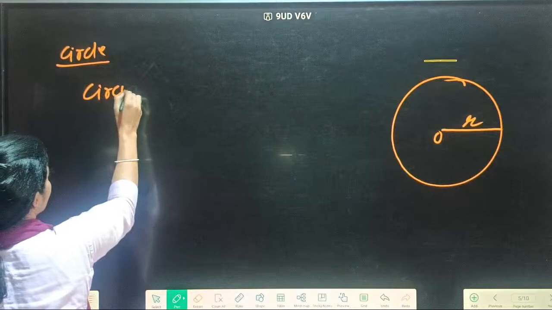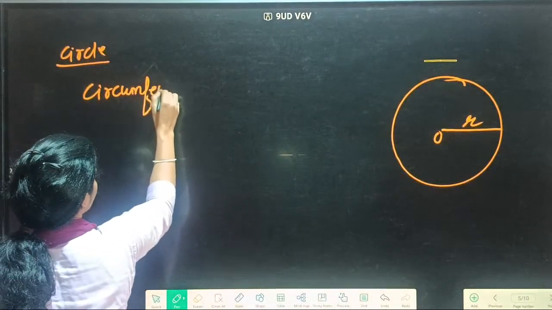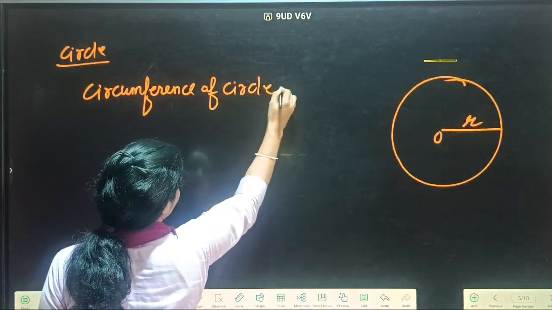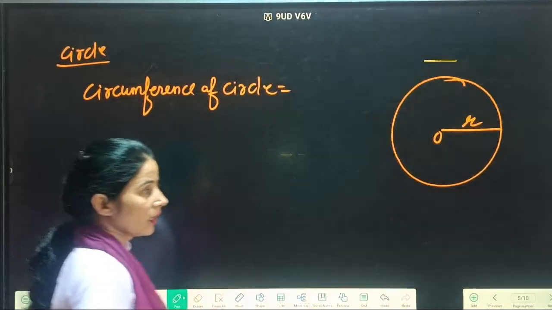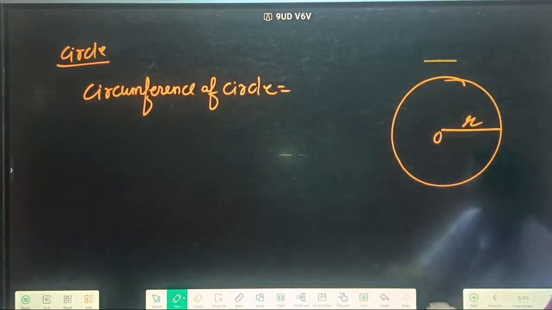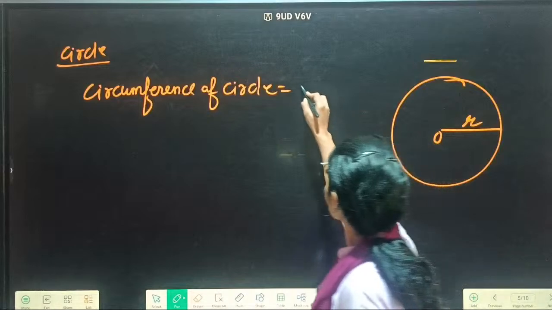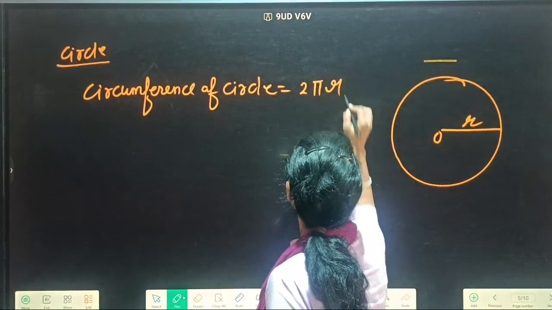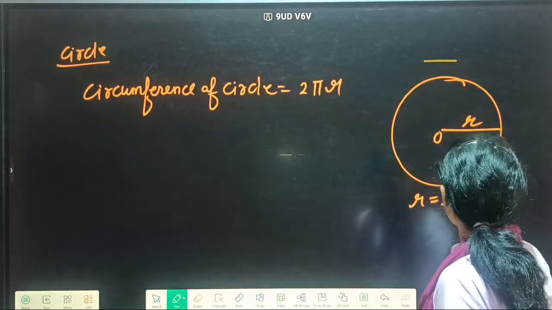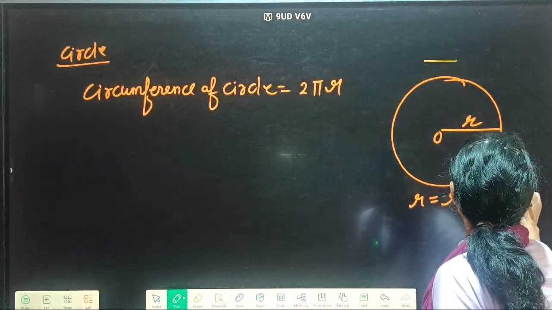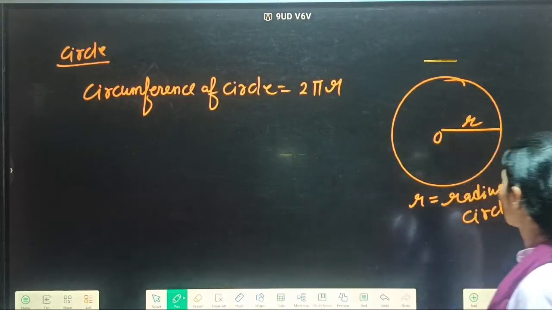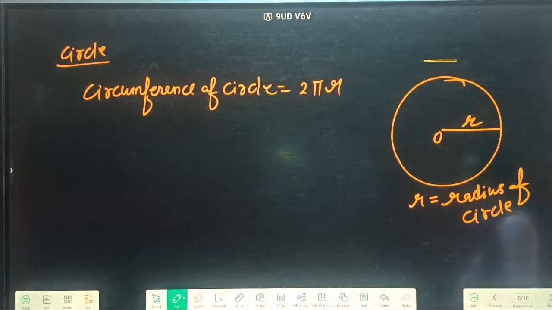Circumference of circle means you have to move along its boundary. That is 2 pi r. This r is the radius of the circle.